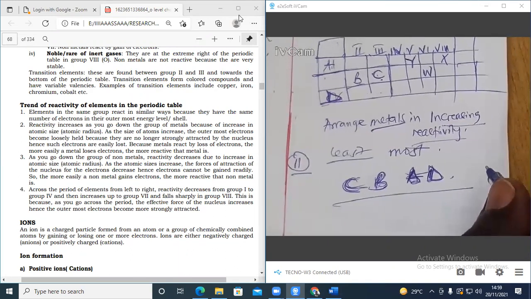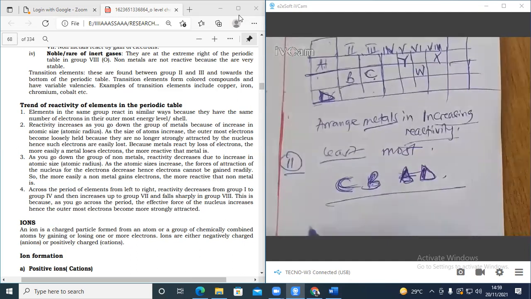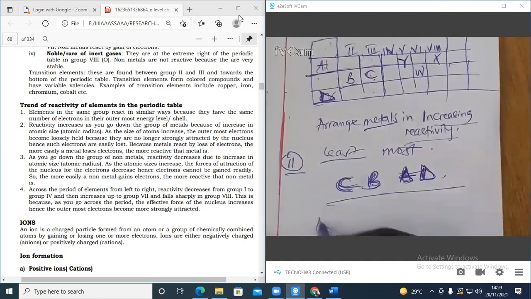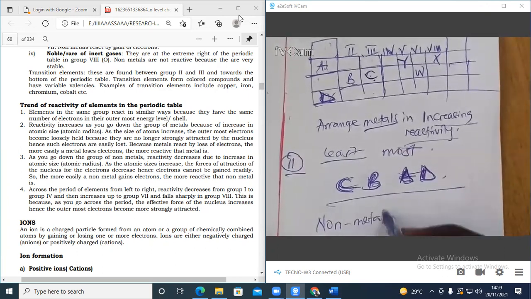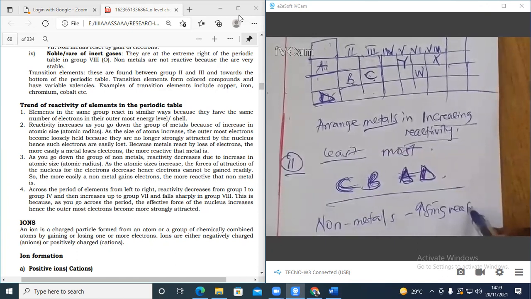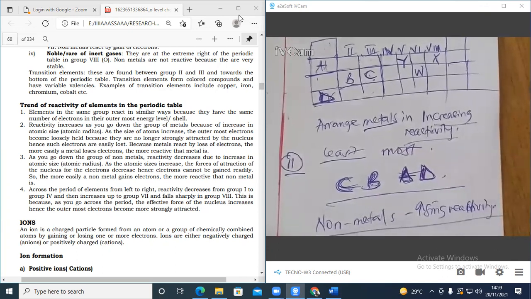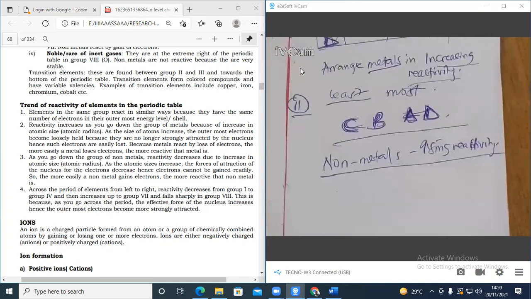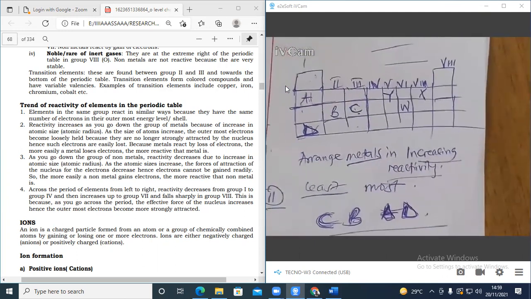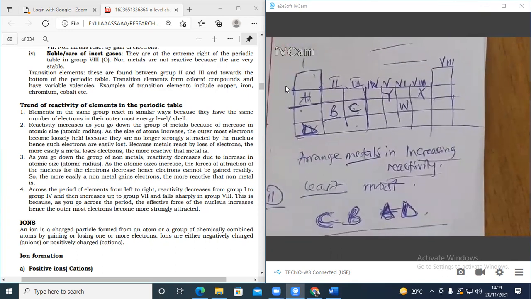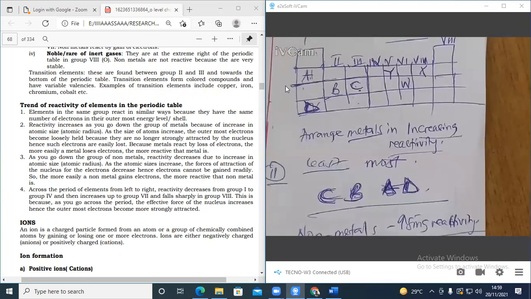Okay. So somebody tell me the reactivity of nonmetals. Starting with the increasing reactivity of nonmetals, the least reactive nonmetal is? Y. Y, followed by? W. Then lastly? X.